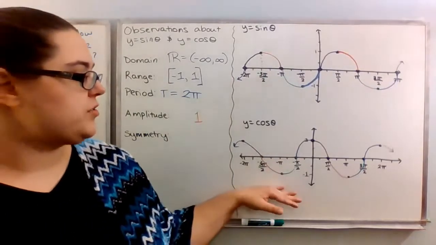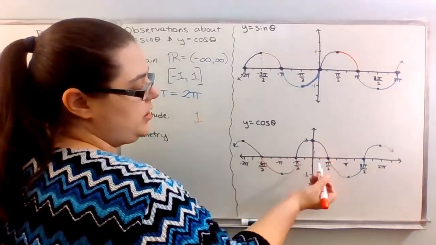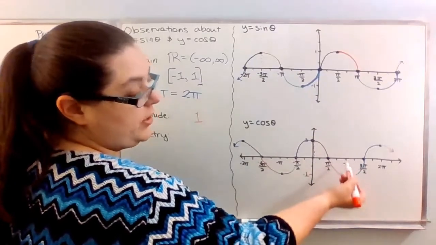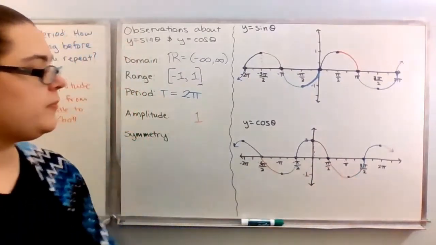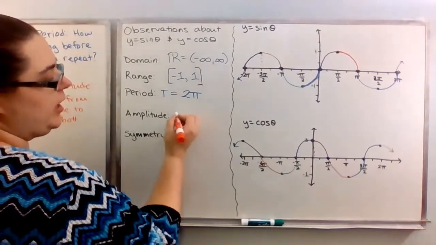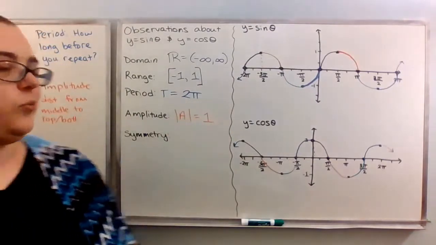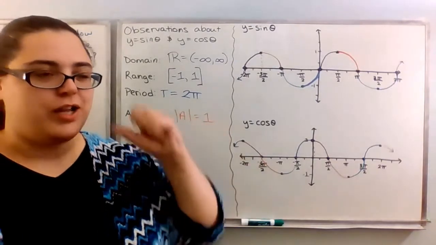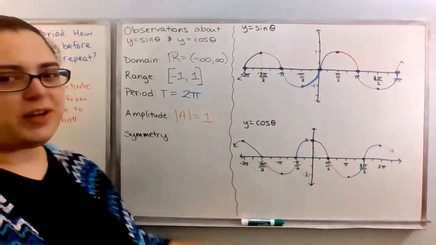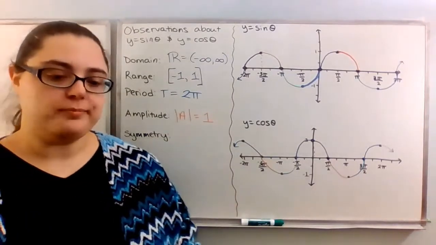And then for cosine of theta, same deal. The amplitude is 1. So our distance from the middle to the top, or from the middle to the bottom, that's a distance of 1. To indicate our amplitude, I'm going to use the absolute value of A. We'll see why I'm using absolute value when we get to a later video about sinusoidal functions, but for right now, just bear with me. We're going to use the absolute value of A. That will be 1.